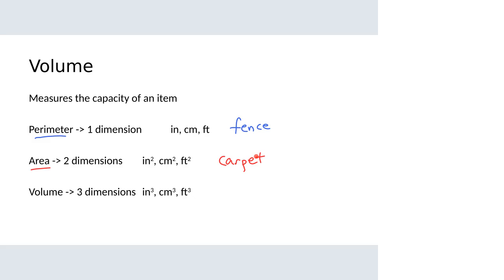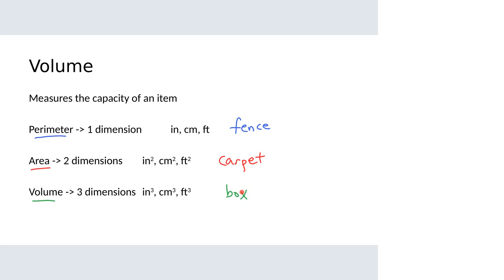Up next, we're going to talk about volume. And volume is about the capacity of an item. How much can you fit inside there? A lot of times, if you're going to buy a refrigerator, you'll see the cubic feet that can fit inside a refrigerator. For us, I think a nice simple example is just a box. How much stuff can you fit inside the box?